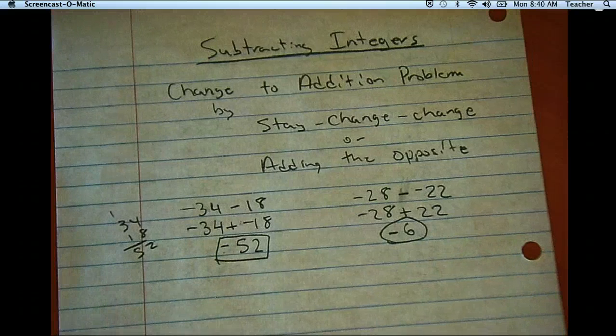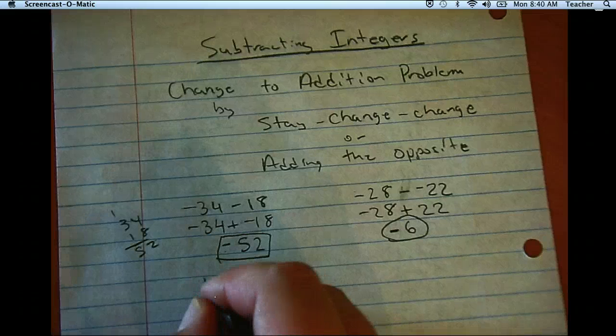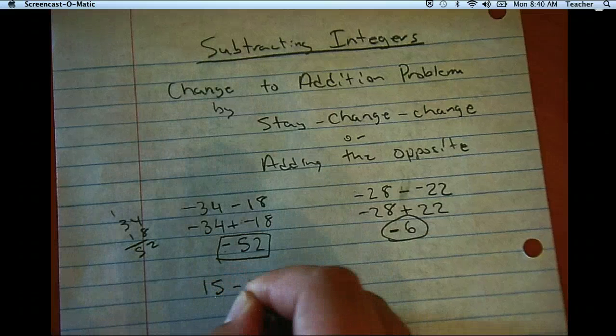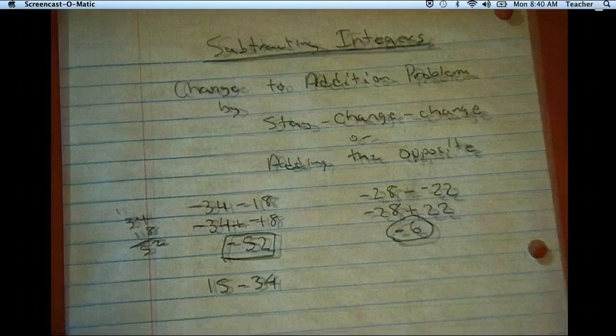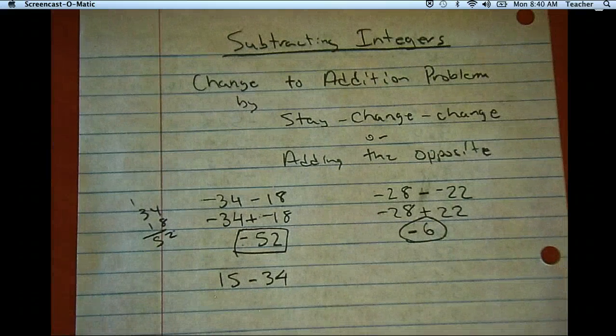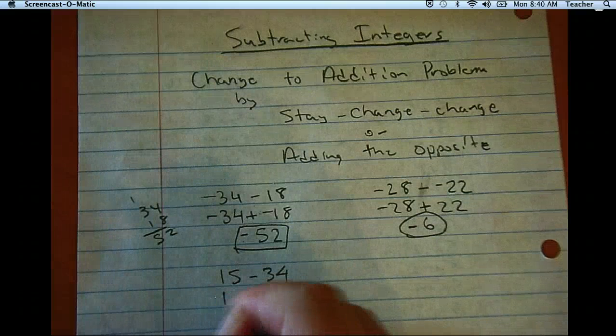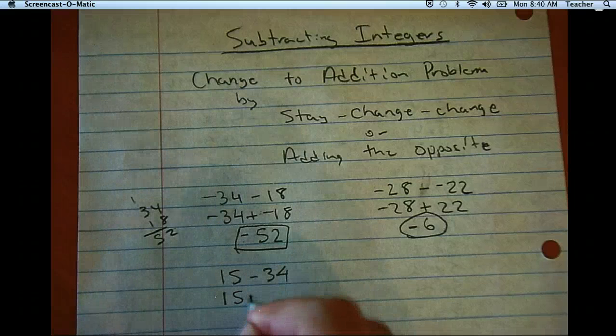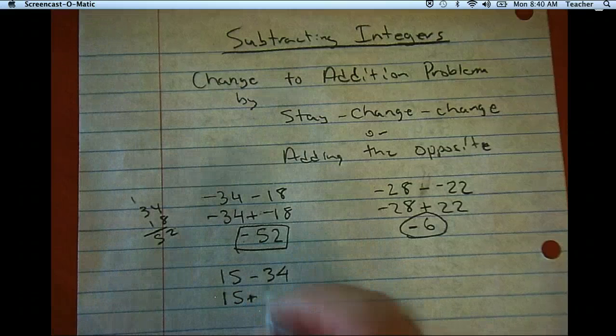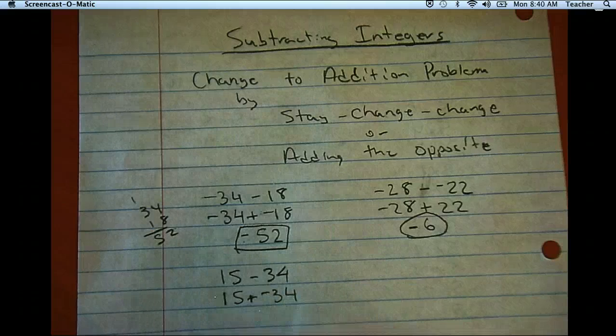Let's do a couple more. Let's say I have 15 minus 34. Okay? So let's rewrite that as an addition problem by stay, change, change. And stay, the 15 stays the same. That negative sign changes to a positive sign. And the positive 34 is going to change to a negative 34.